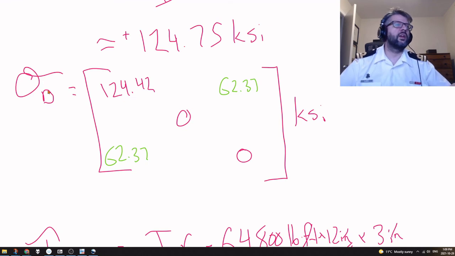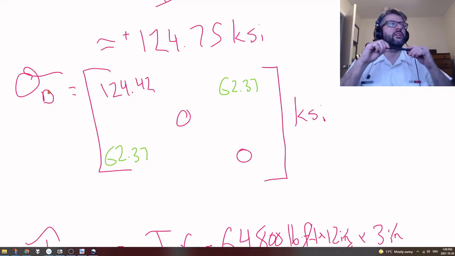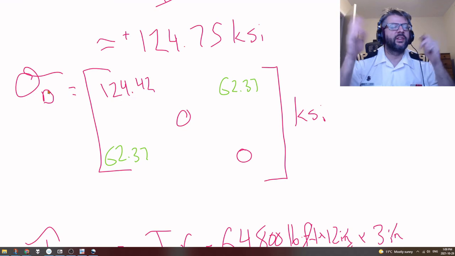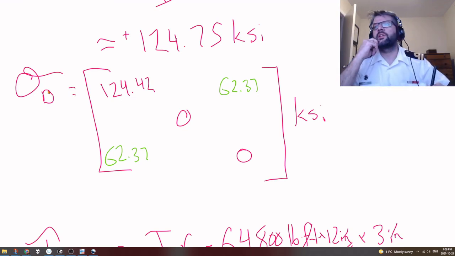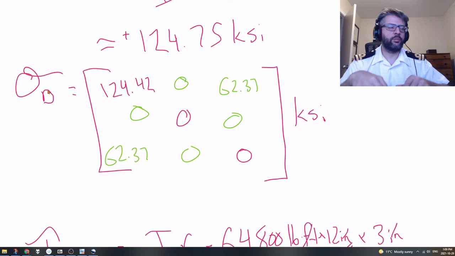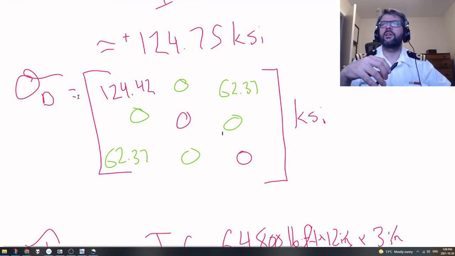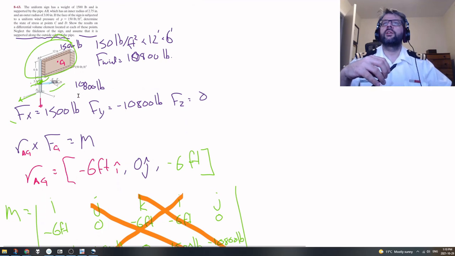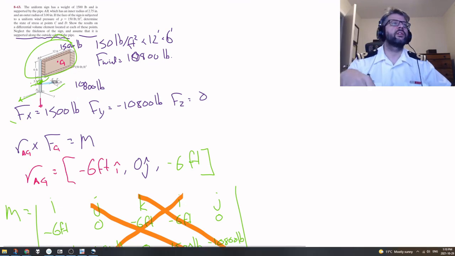And that's it, because again, we're at the very top, so that transverse shear that developed at the other part due to the shear load, it's not there at all. So we're not worried about that. So we don't have any y's. We don't have xy, and we don't have zy either. So that is the stress state at point D. And yeah, I think that's all the question asked for. Let me just double check. Show the results on a differential volume element located at each of these points. Neglect the second. Yep, that's all we need. So there you go.